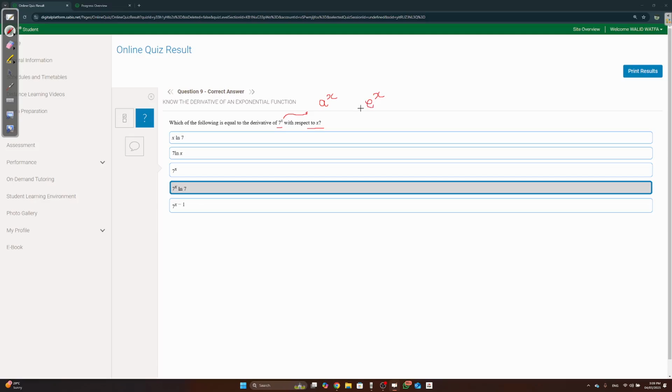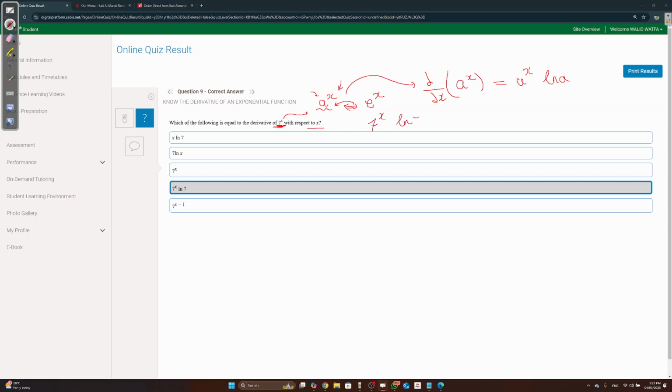But when we talk about a to the power of x, a is a variable that can be changed. 5 to the power of x, 7 to the power of x, 9 to the power of x, and so on. So these two have separate rules. When you see a number, that's a to the x. When it's just e to the x, then it's just e to the x. The derivative of any a to the x is a to the x ln of the a under it. So the derivative of 7 to the power of x is 7 to the power of x ln 7.